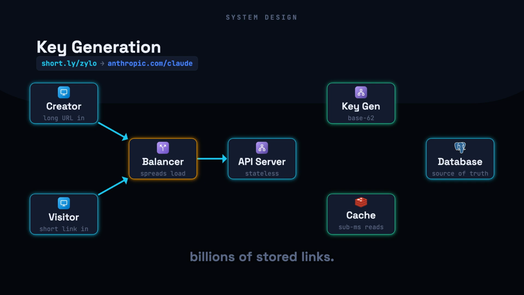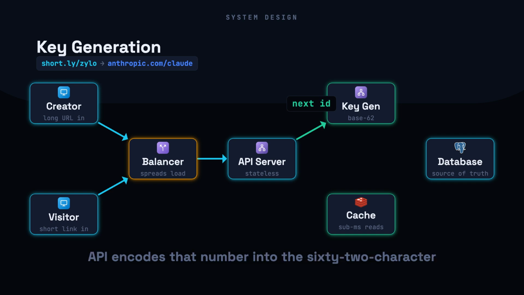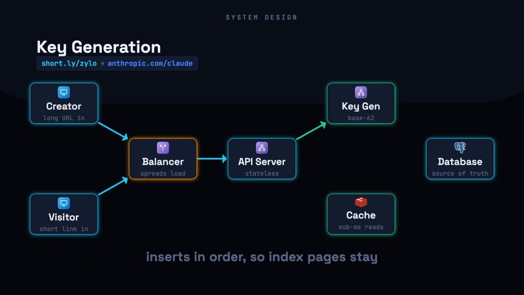The cleanest approach is a shared counter kept in the database. Each new link claims the next available number, and the API encodes that number into the 62-character alphabet. 2 requests can never produce the same code. A monotonically increasing counter also keeps database inserts in order, so index pages stay dense and queries stay fast, a detail that matters a great deal once the table reaches billions of rows.